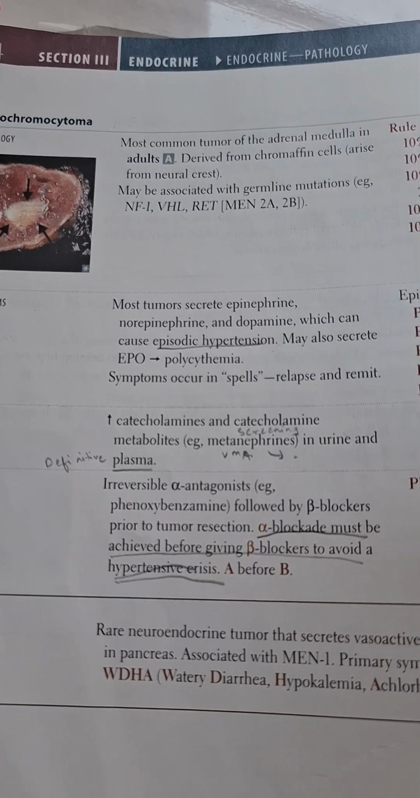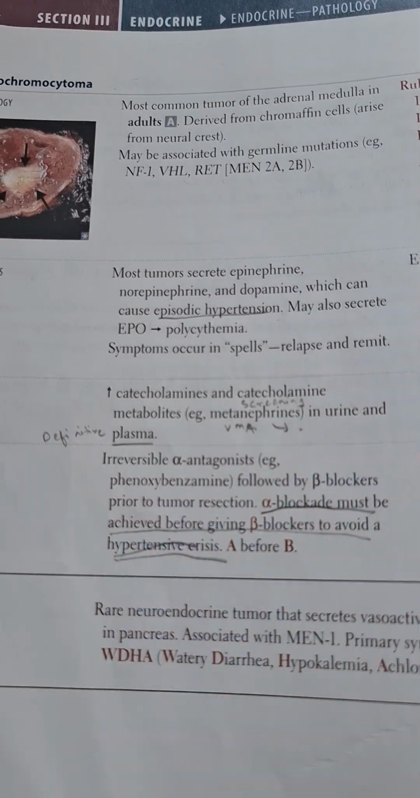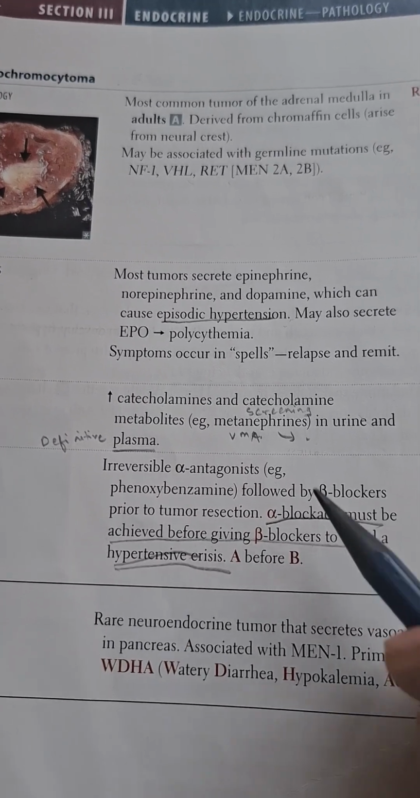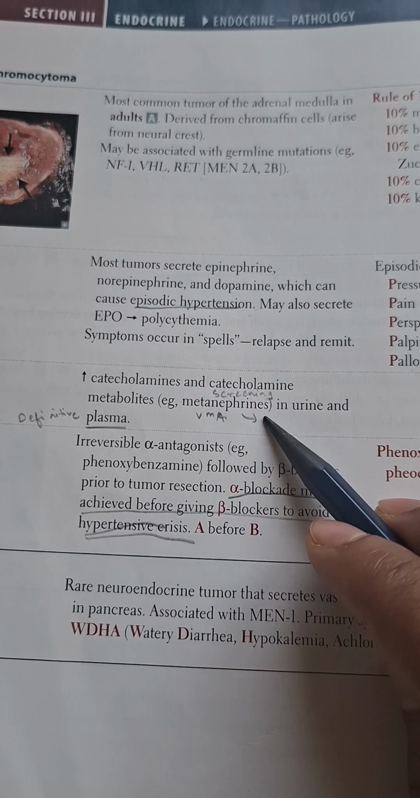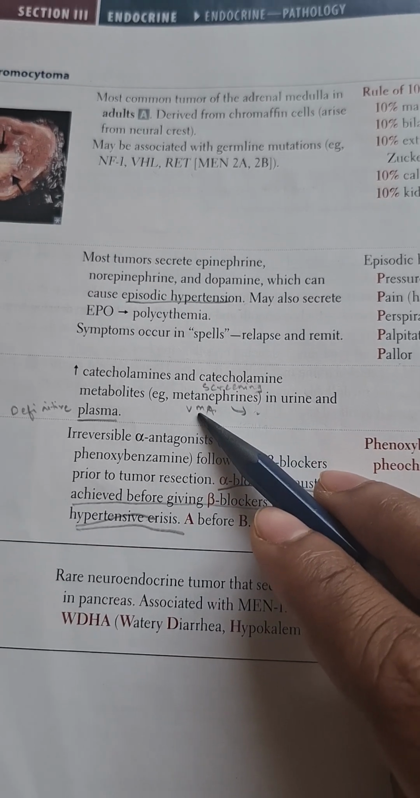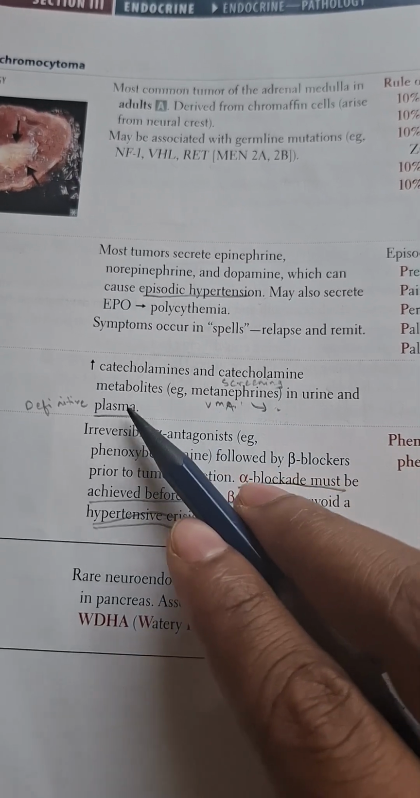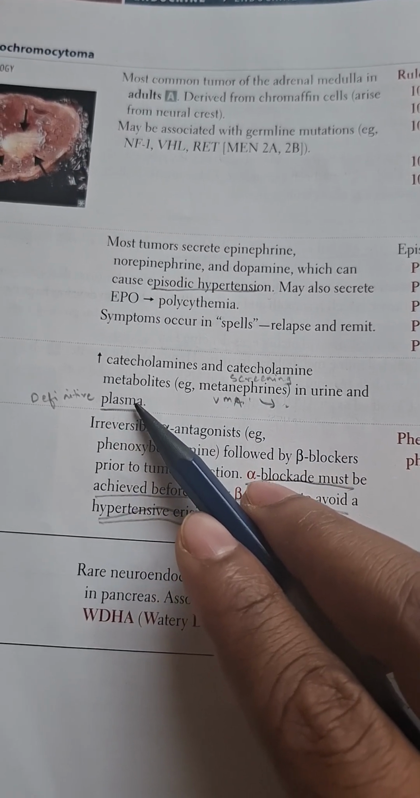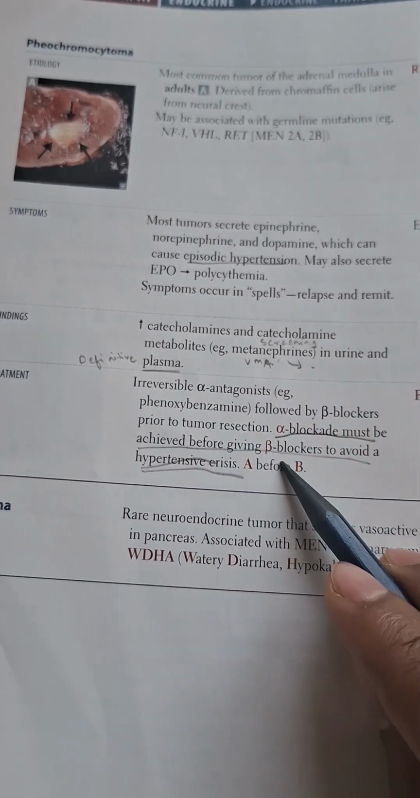Suppose they can give you two types of questions. Either they will ask you screening or they will ask you the definitive investigation. If they ask you screening, then urinary metanephrine or urinary vanillylmandelic acid will be the answer. And if they ask you definitive, then the answer will be plasma metanephrines. What will be the treatment?